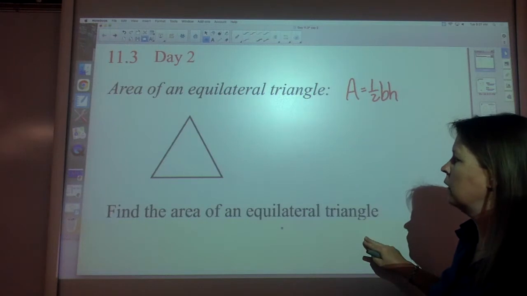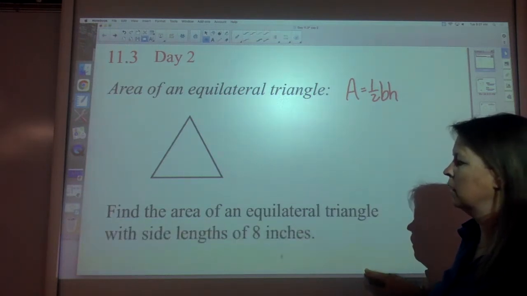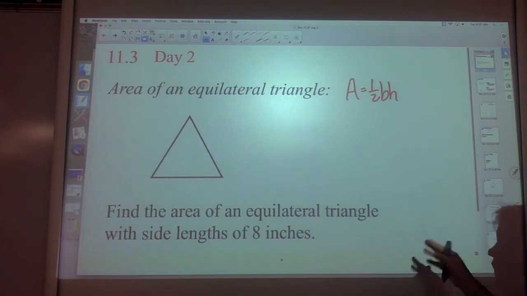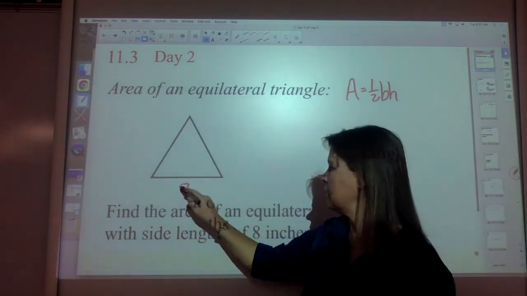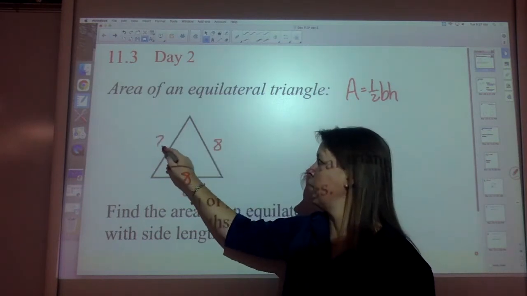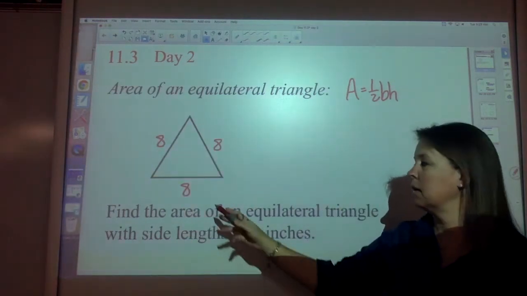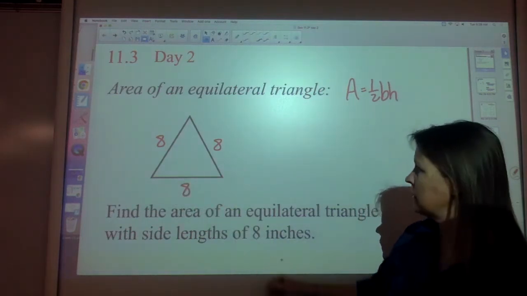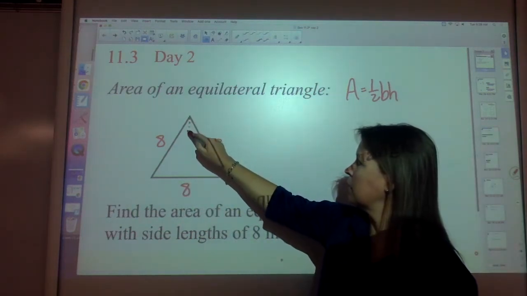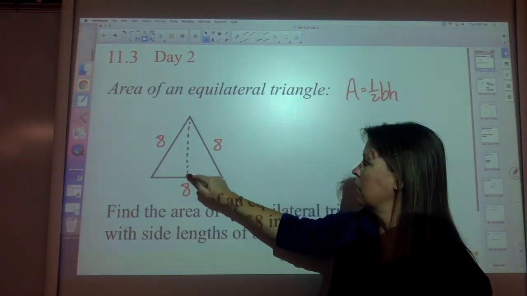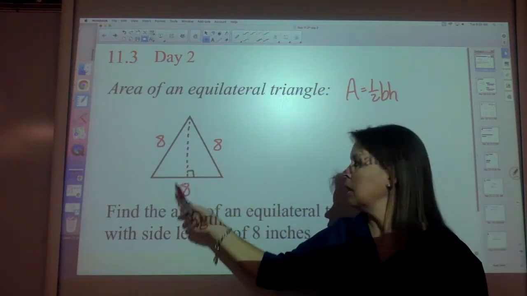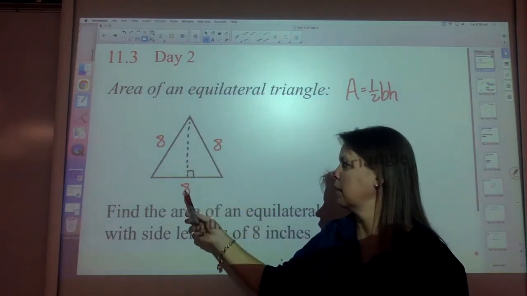But what we do know is that it's an equilateral triangle. But the only information they're going to tell us is find the area with a side length of 8 inches. So you know that each side is 8, which only partly helps us because all we have is the base. We only have the base. We need the height of the triangle. Well, the height, we already know from previous lesson, has to be perpendicular. So we're looking for that height.